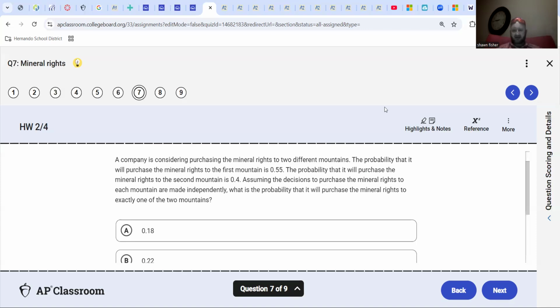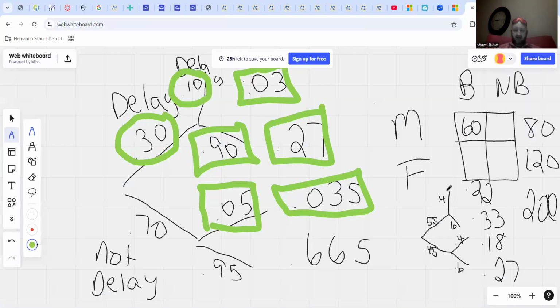So I think I drew this one. Yeah, here it is, right here. Probability that it will purchase the first one is right there. And probability that it'll purchase the second one is right there. And not purchase the second one is here. Not purchase the first is 0.45. Purchase the second is 0.4. Not purchase the second is 0.6.